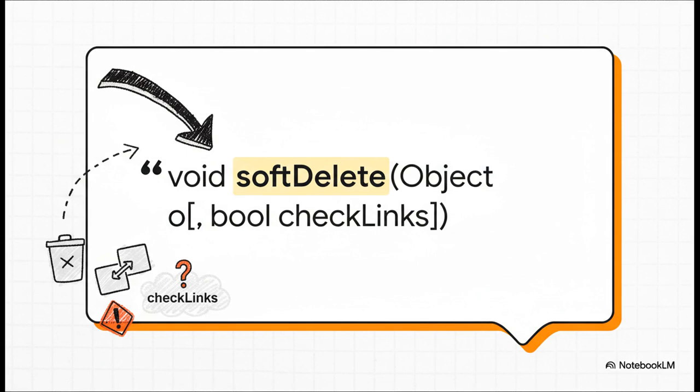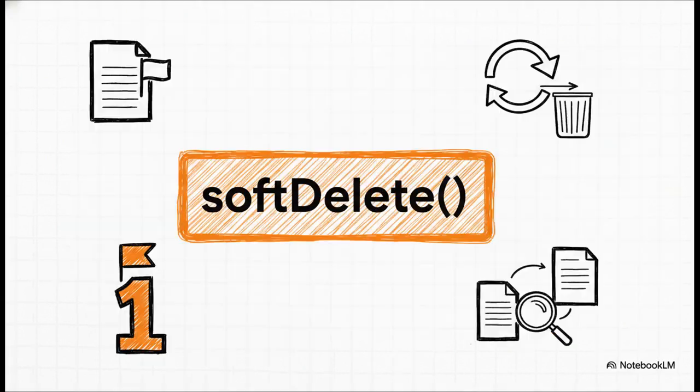And here's what it looks like in the manual. Pretty simple, right? You just pass it the object you want to soft delete. But see that optional checkLinks part? That is a super handy little bonus. It's basically a built-in safety check that'll warn you if you're about to delete something that has a bunch of important links pointing to it. Really nice touch. So the takeaway here is simple. Always, always start with soft delete. Seriously, it's your safety net, it's your escape hatch if you realize you've made a mistake. And we are going to talk about that exact escape hatch in just a little bit.